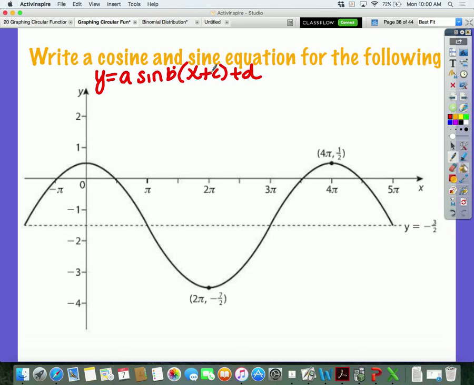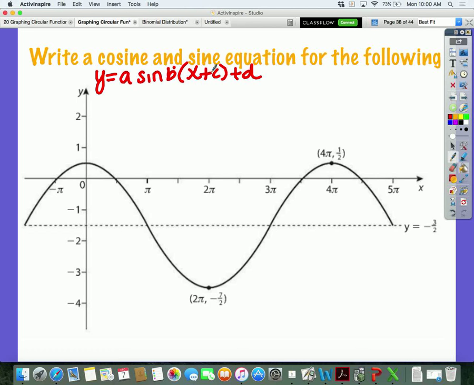A is the what? Amplitude. D is the vertical translation, up or down. C, horizontal translation, and B deals with your cycle. It affects your period, how it's changed, okay?